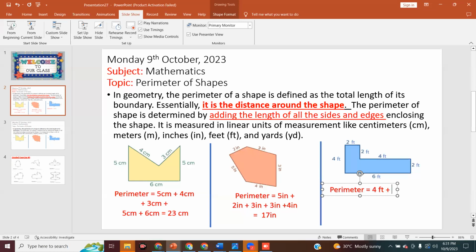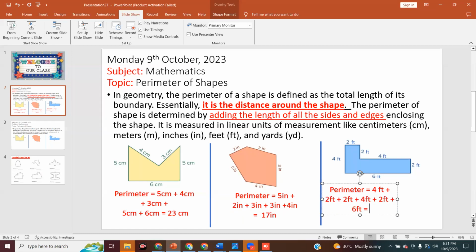Yes, sir. Very good. So we have 4 plus 2 feet plus 2 feet again. Plus what? 4 feet. Plus 2 feet. Plus 2 feet. Plus 6 feet. Plus 6 feet. Very good.